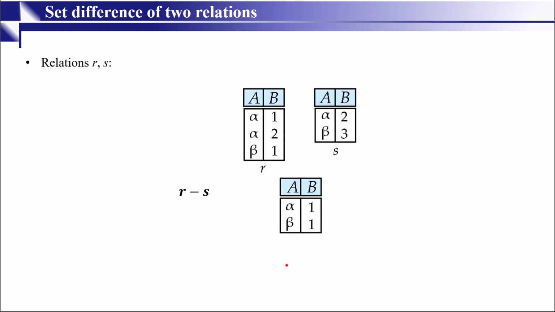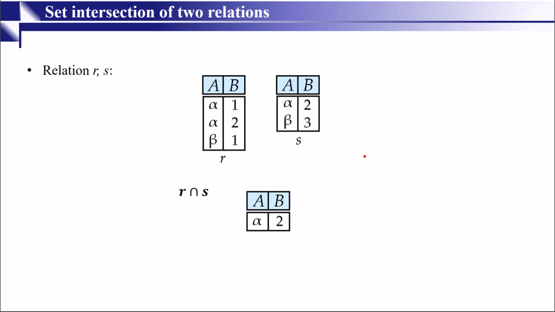Then we have set difference. This set difference finds tuples in R that are not in S, and we show it by minus. So we say R minus S, so whatever is in R but not in S. So alpha 1 is here but not here, so it will come to the result. Alpha 2 is here, it's here, so it will not come to here. Beta 1 is here, not in here, so it will come to here. How about beta 3? Beta 3 is in S, not in R. So it will not come to the R minus S.